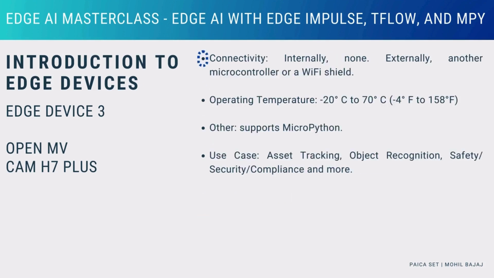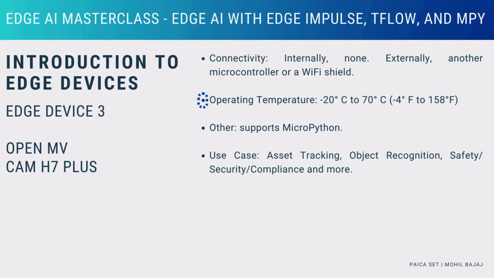One of its biggest drawbacks is its lack of connectivity. While just like most other edge devices, you can connect it to another microcontroller or an external Wi-Fi shield, it at present has no connectivity module built in. Like others, it supports MicroPython scripting. The device operates reliably in temperatures from -20 degrees Celsius to 70 degrees Celsius.